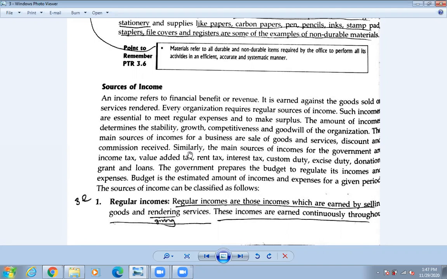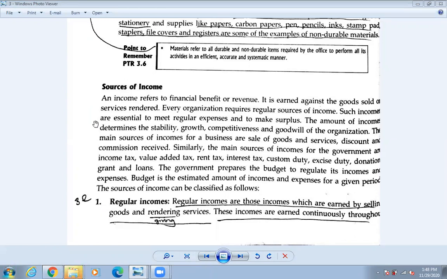Okay, suppose we have a cloth shop. If you sell more than 1 lakh rupees or 2 lakh rupees, then you are going to get the commission on it. If you sell 5 lakh, 6 lakh, 10 lakh, more than 20, 30 lakhs, you get commission. In the off season it doesn't get sold, like umbrellas are sold mostly in the rainy months. So they are the irregular incomes, those which do not have a regular source of coming to the company.